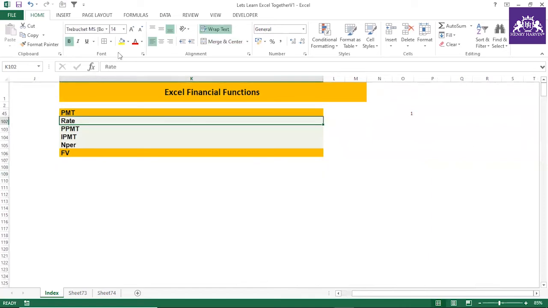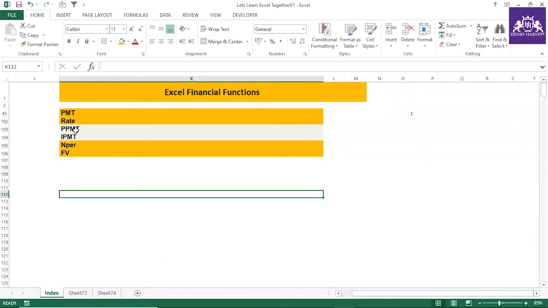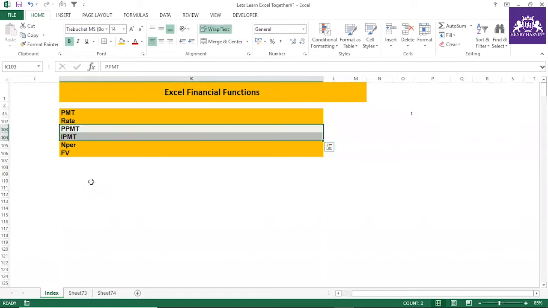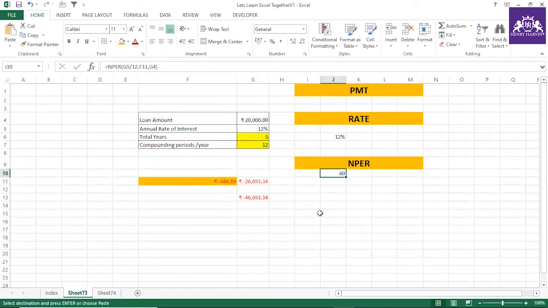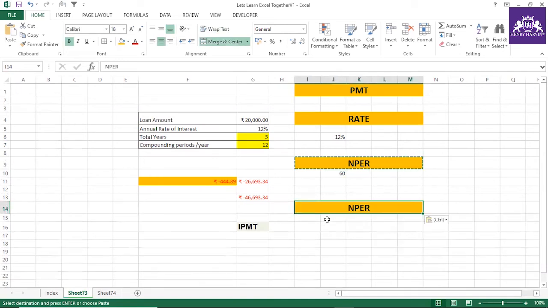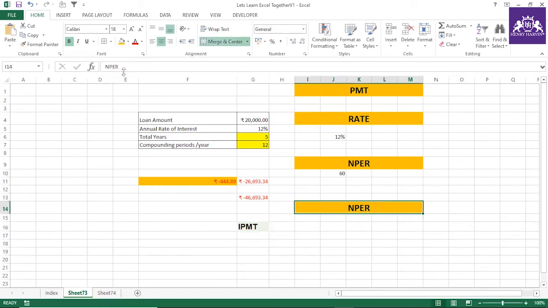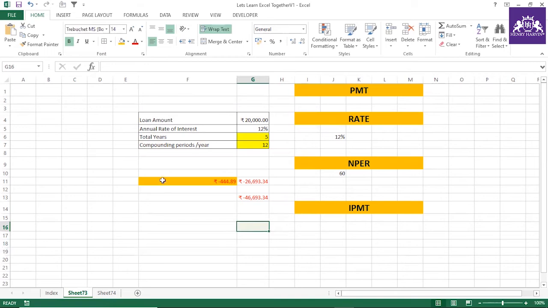So now rate is also clear, guys. Let me tell you two more functions: PPMT, IPMT, guys. What is PPMT and what is IPMT, guys? Actually it's very simple. IPMT means interest. So again you have to use IPMT. Control C, I'm putting this IPMT over there, and then I'm removing that. So you know that when I pasted this IPMT, it has left some formatting.